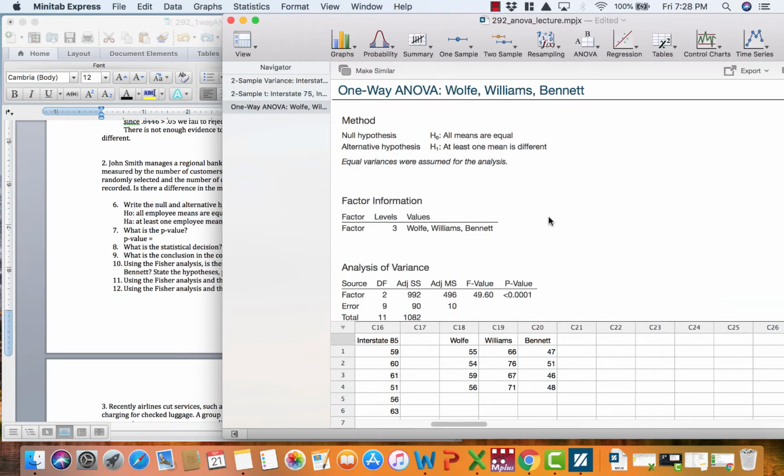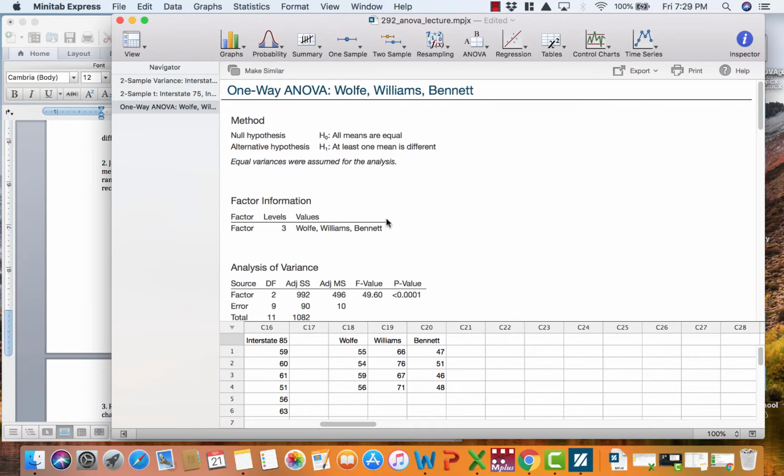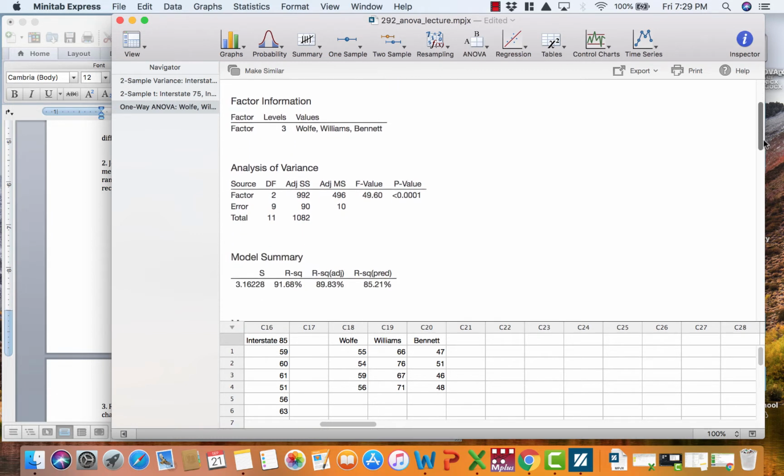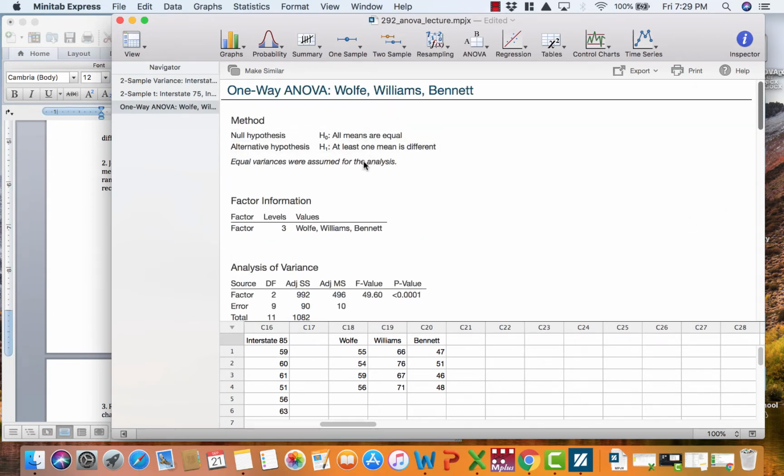All right, so let's take a look at our output very quickly before we go back to the problems. We get a null and alternative, just like what we have already typed in our document. Just like I told you in the PowerPoint, equal variances are assumed for the analysis. That is one of the assumptions of an ANOVA. We're told we have 3 levels for employee. In other words, we have 3 employees here in this problem. This is what's called our ANOVA, or analysis of variance table, and this gives us the p-value for this hypothesis test up here.